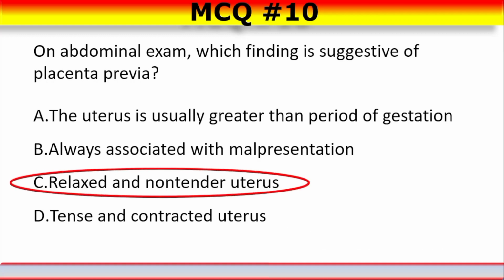The answer is C. Relaxed and non-tender uterus. So the uterus is not greater than the period of gestation, usually equivalent with the period of gestation, and there is usually malpresentation, but not always. Tense and contracted uterus is not a feature of placenta previa, it's a feature of abruptio placenta. So the correct answer is relaxed and non-tender uterus, C.